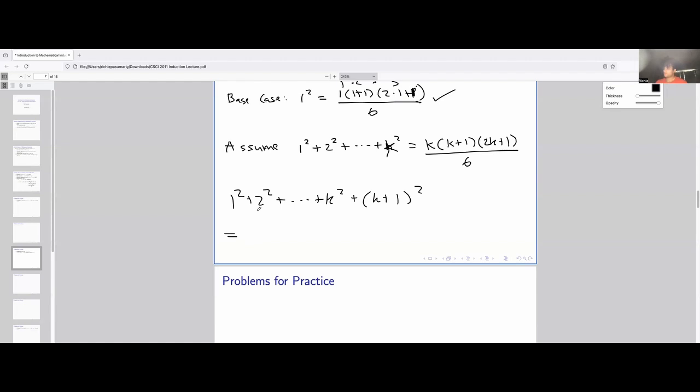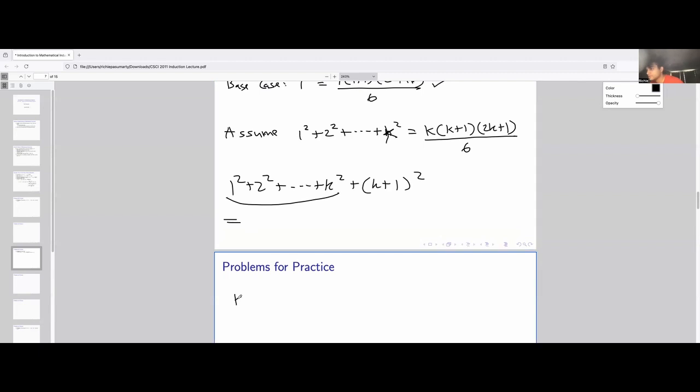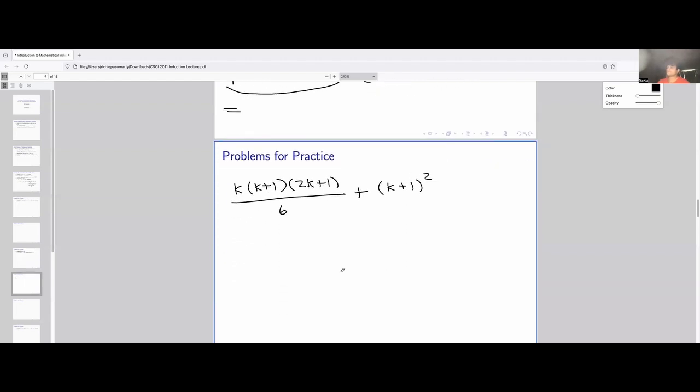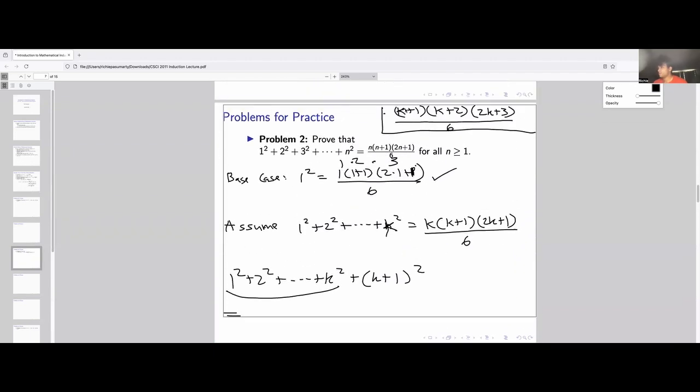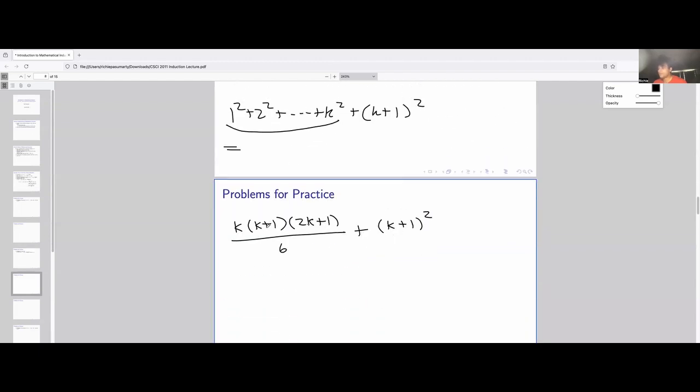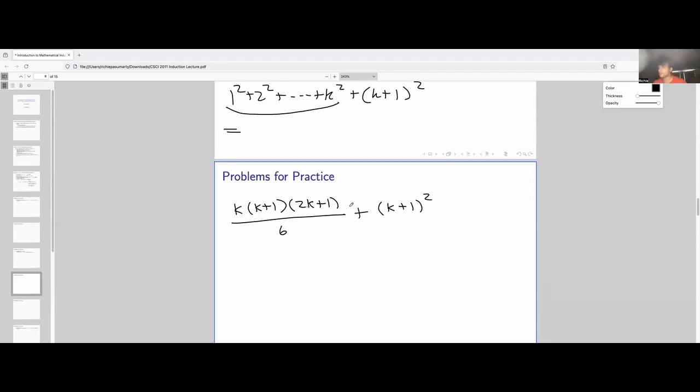Okay, so I'll just start out with this formula, like what I have here. So I have k times (k+1) times (2k+1) over 6, plus (k+1) squared. Okay, so I noticed that I have a k+1 here and I have something here. So maybe I should factor out a k+1, but before I do that, I should combine the fractions.